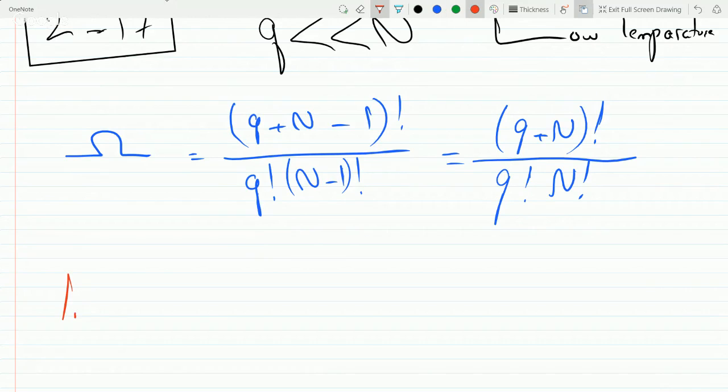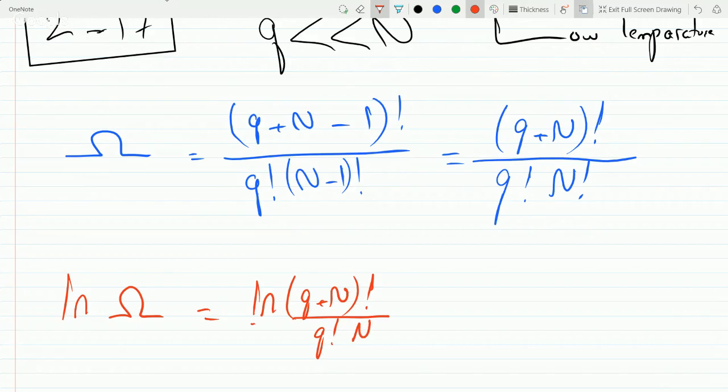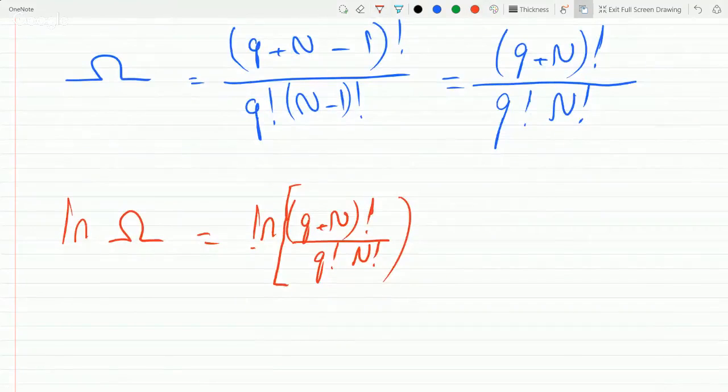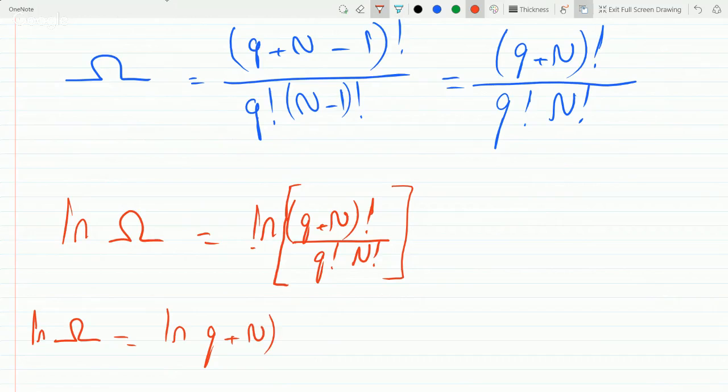So you ln both sides. So ln the multiplicity, ln the right hand side. You get ln (q + N)!. Using properties of the ln's, you can expand this. So this becomes ln the multiplicity equals ln top minus ln the bottom. So ln (q + N)! minus ln q! minus ln N!.